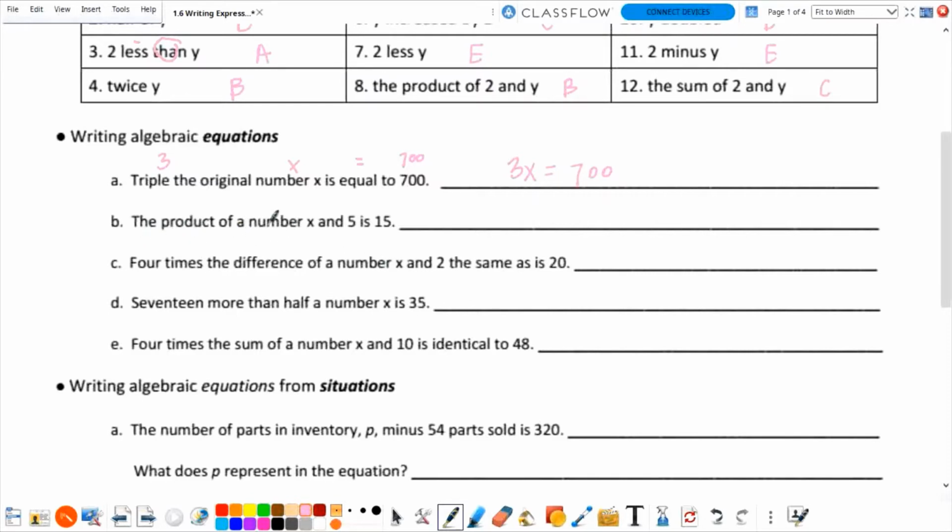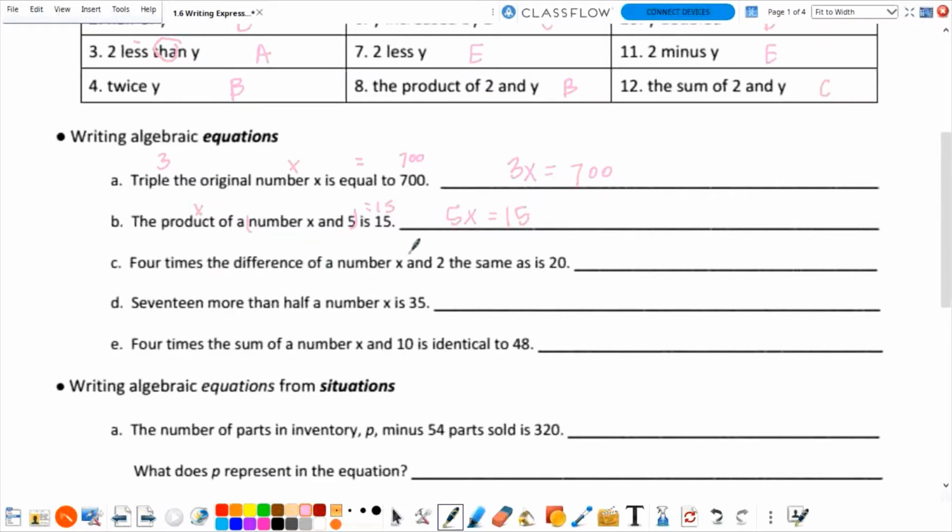The product of a number x and 5 is 15. So we have the product. That means we're going to multiply. Of, that's our group right there, a number x and 5, and that equals 15. So we're going to have x and 5, that's being multiplied, so we can write that 5x equals 15.